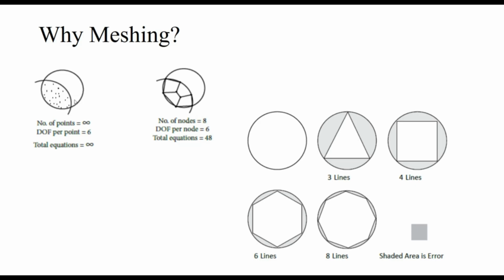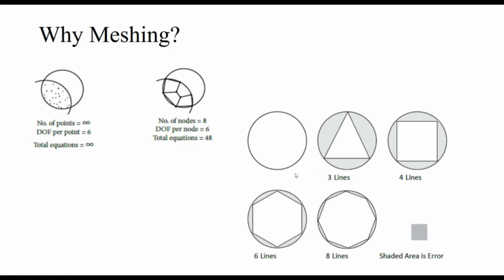No. So that is why we need to convert these continuous systems into a set of discrete systems, or say nodes and elements, in order to solve the problem easily. For example, see here, we have converted this particular system into a system which contains only 8 nodes, and we have 6 degrees of freedom for each node, so the total number of equations to be solved is 48.